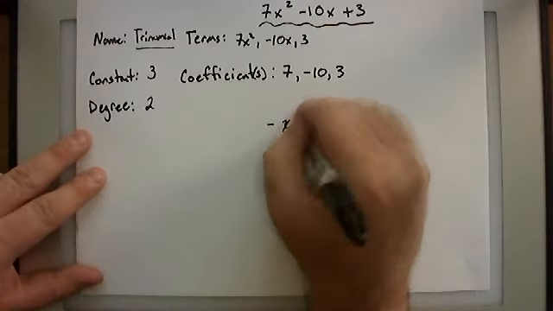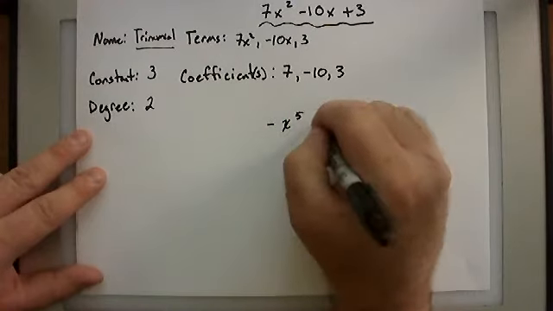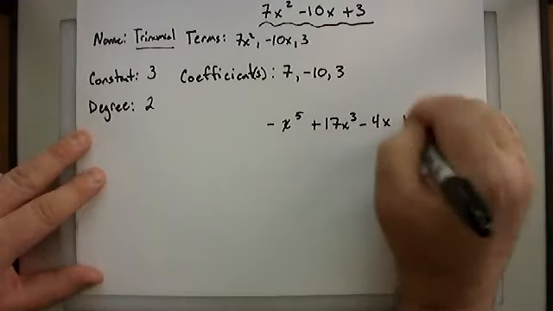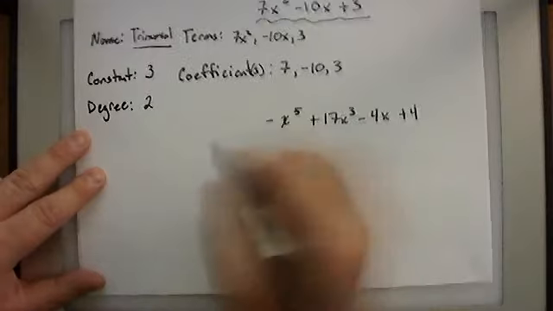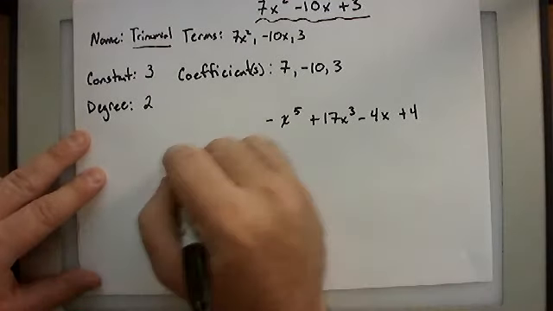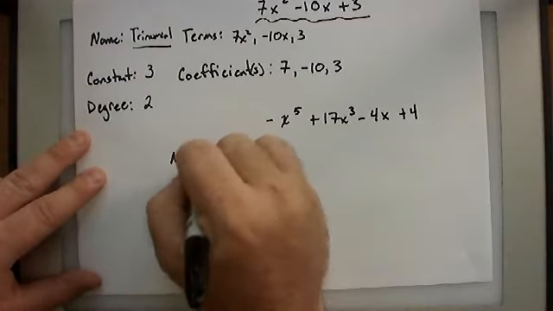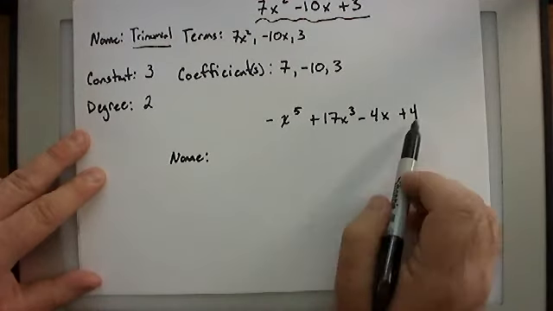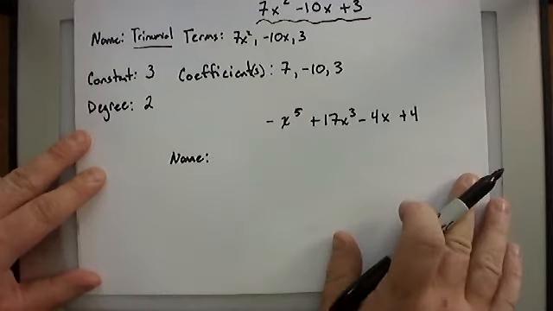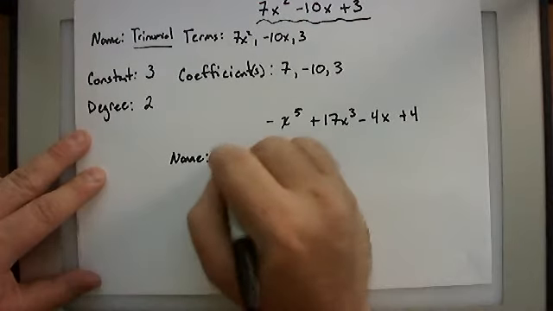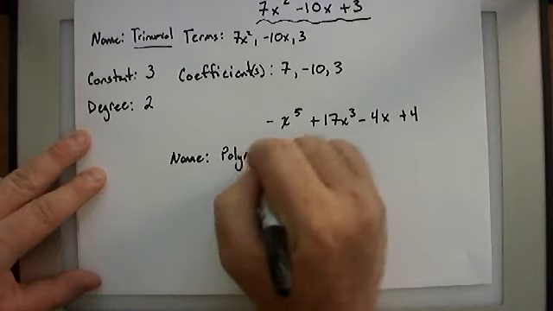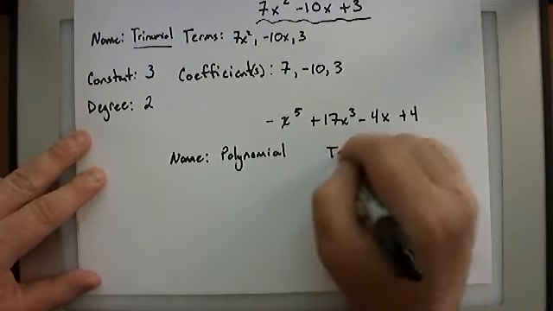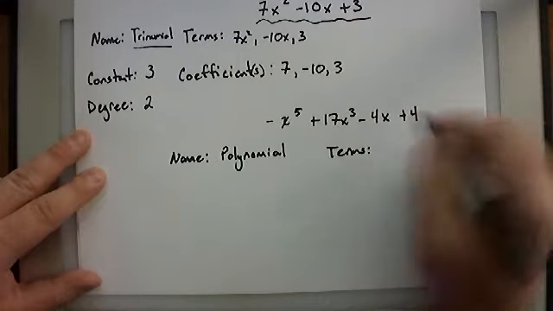Let's do negative x to the 5th plus 17x to the 3rd minus 4x plus 4, something like that. So let's go through and we'll do the same 5 questions. What would the name of this thing be? Well, this one has 1, 2, 3, 4 pieces. Remember, we said if it has 4 pieces or more, it's just a polynomial. We don't start saying quadnomial and stuff like that. It's just a polynomial. The terms, if you were asked to list them out, are the 4 things you counted.